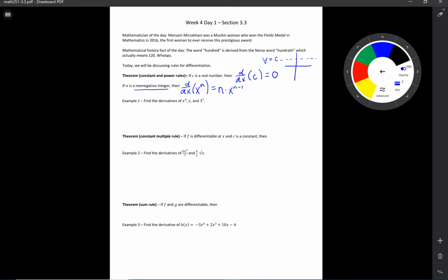So with this in mind, I would like for you to pause this video real quick and try example 1 on your own using the theorem that we just learned. So go ahead and give example number 1 a try.